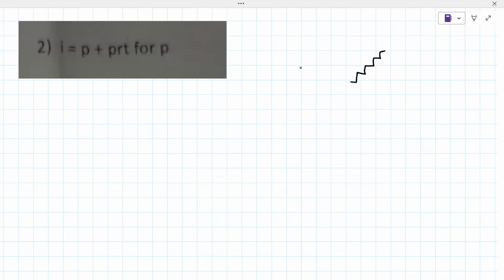To solve this, notice how there's a P in both terms. You have to factor it out. They call this the divide and slide method. P divided by P, when it's divided by itself, what does it become? One. Plus, what is PRT divided by P? RT.